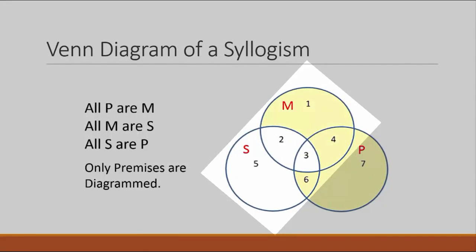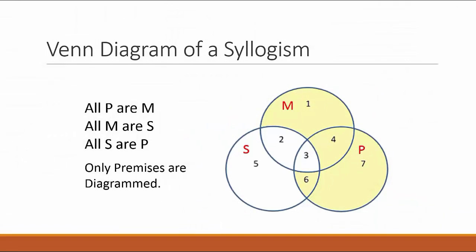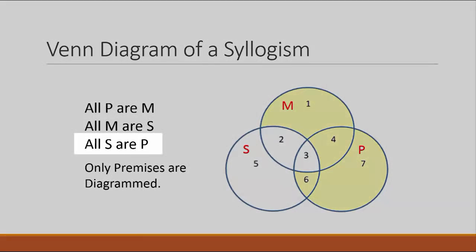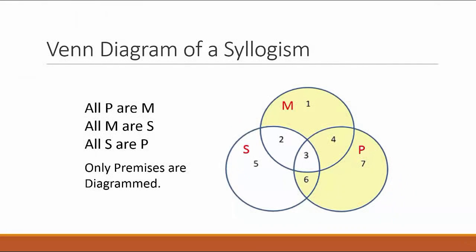For all M are S, areas 1 and 4 are shaded to indicate that part of the diagram doesn't have anything in it. Just areas 2 and 3 remain, indicating that these are the only areas of M that remain. Now that we've diagrammed the 2 premises, we can check the validity of the conclusion. We just need to see if the conclusion is consistent with the resulting diagram. It isn't. The conclusion says that all of the S category belongs to the P category. But there are 2 areas of the S category outside of P, areas 2 and 5, so the syllogism is invalid.